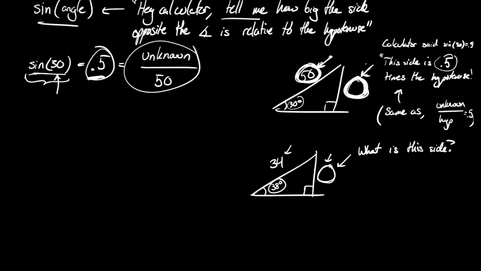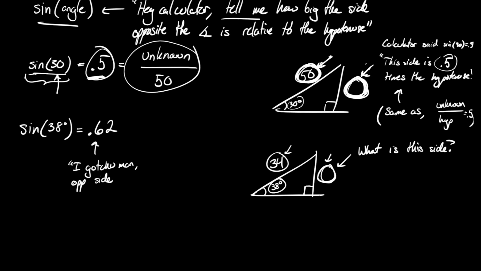So we're going to ask the calculator, hey calculator, can you tell me how big this side is relative to this side? And if you punch in sine of 38 on your calculator, I'm doing it right now, you get 0.62. So this is your calculator responding, I got you, man. The opposite side is 0.62 times the length of the hypotenuse side. And as soon as you have this information, now you're just going to be able to do some multiplication to find the length of the unknown side.